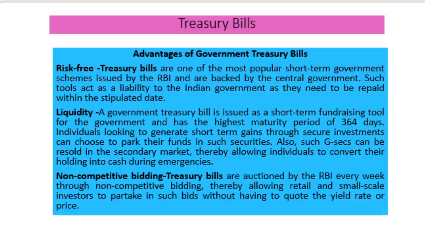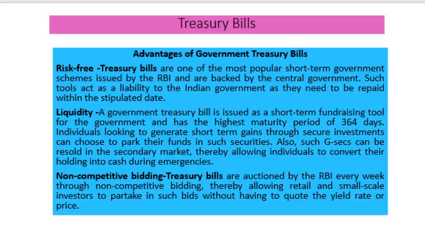Second, liquidity. A government treasury bill is issued as a short-term fundraising tool for the government and has the highest maturity period of 364 days. Individuals looking to generate short-term gains through secure investment can choose such funds, and such government securities can also be resold in the secondary market, thereby allowing individuals to convert their holdings into cash during emergencies. Another important point is that it is highly liquid. That is, we can convert them into cash at any time as we wish, and they can be sold in the secondary market also.